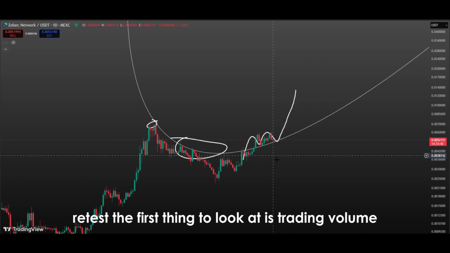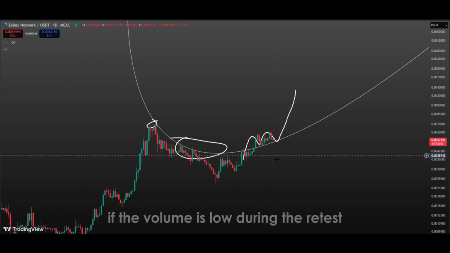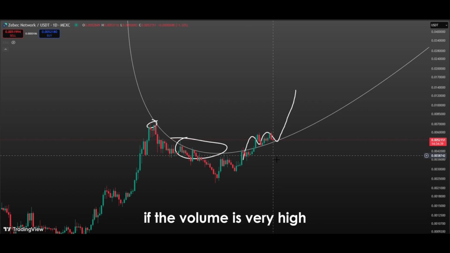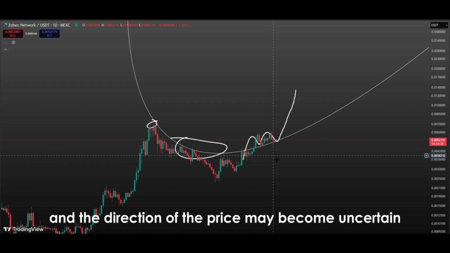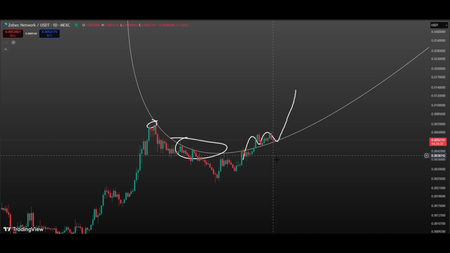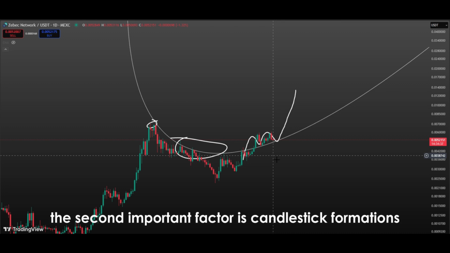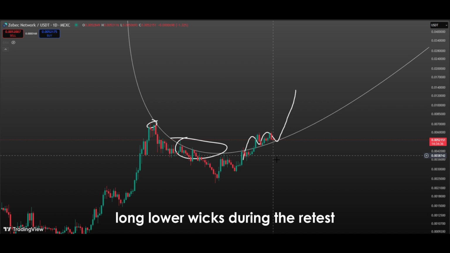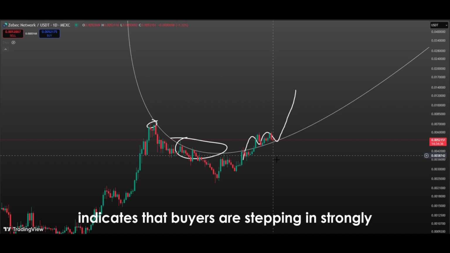The first thing to look at is trading volume. If the volume is low during the retest, it is generally interpreted as a natural correction. If the volume is very high, it may indicate a fierce battle between buyers and sellers, and the direction of the price may become uncertain. The second important factor is candlestick formations. In particular, the formation of green candles with long lower wicks during the retest indicates that buyers are stepping in strongly at this level.